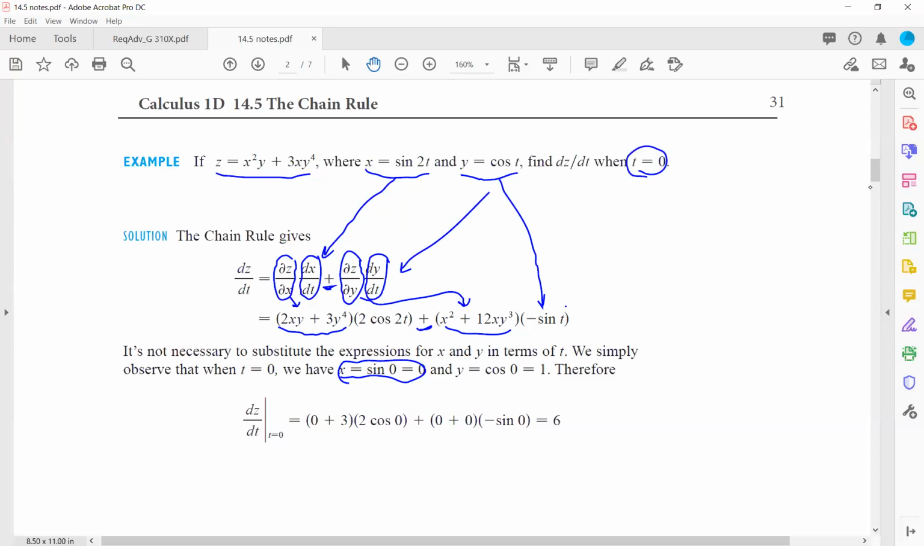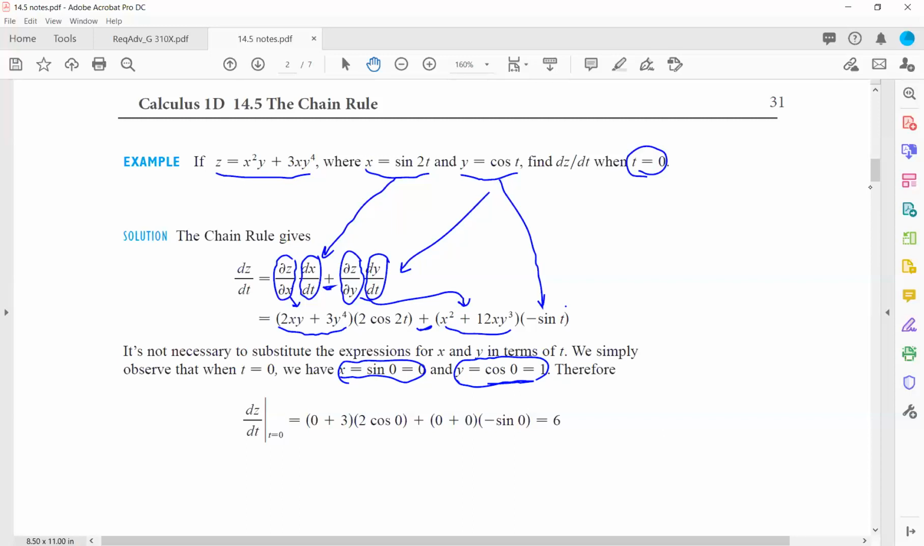Cosine of 0 is equal to 1, and since y is equal to cosine of t, by plugging 0 into t, you can actually find your y as well. So when t is 0, your y is equal to 1. When t is 0, your x is 0.